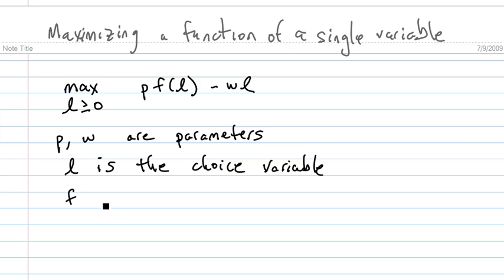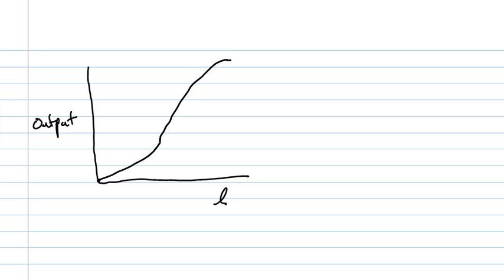F is called the production function. It relates outputs to inputs. So I want to graph this idea. So let's draw a little diagram here. This first graph, here's the labor axis, and this is the output axis. And the function f of L typically looks something like that.